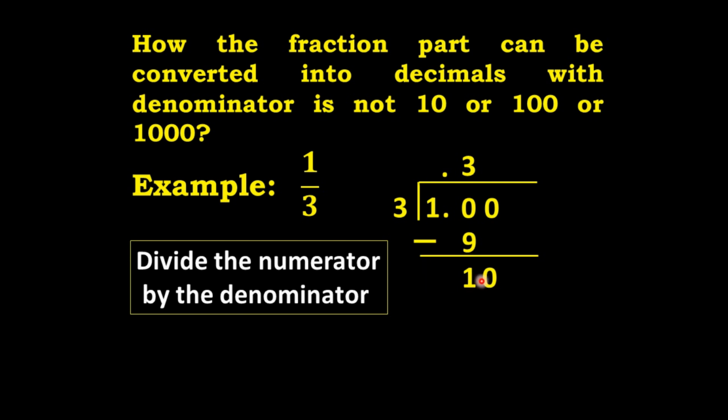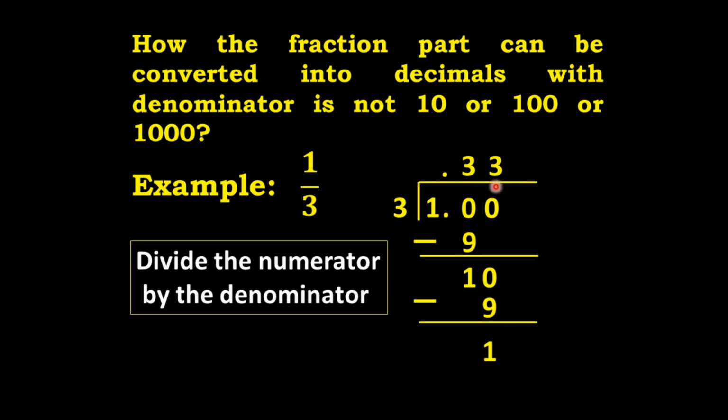Then proceed to division. 10 divided by 3, still equal to 3. Then multiply these two. So 3 times 3 is equal to 9. Then subtract: 10 minus 9 is equal to 1. Okay guys, you have noticed here that the process is just repeating itself. So in this case, we will no longer proceed. We will stop in this step.